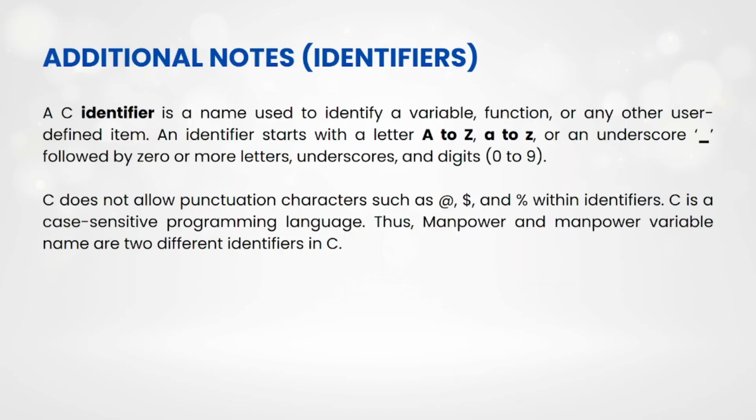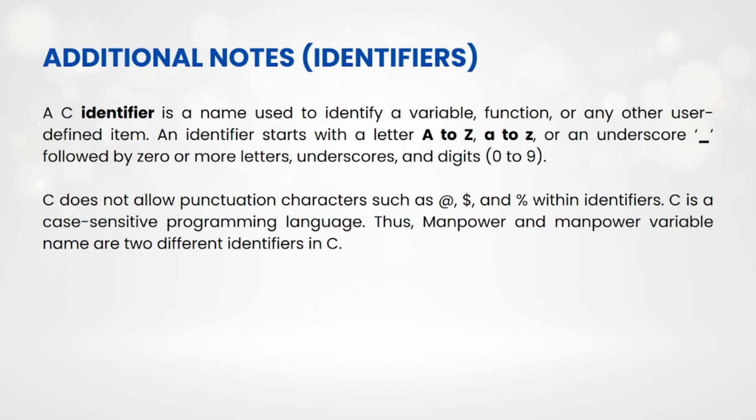Now let's look at identifiers in C. An identifier is the name we give to a variable, a function, or any user-defined item. It must start with a letter or an underscore and can be followed by letters, digits, or underscores.